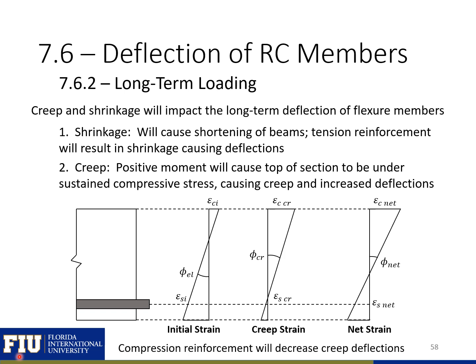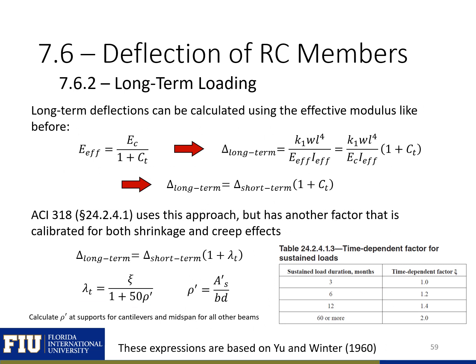Note that when we add compression steel, we're going to restrain this creep, and it's going to decrease these creep deflections. We can calculate our long-term deflections using the effective modulus, just like we did before. We can remember that our effective modulus is just the modulus of our concrete divided by 1 plus our creep coefficient. If we plug this into our long-term deflection equation, we can see that our long-term deflection relates to our short-term deflection by 1 plus our creep coefficient.